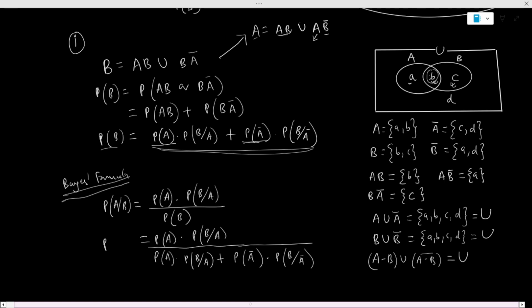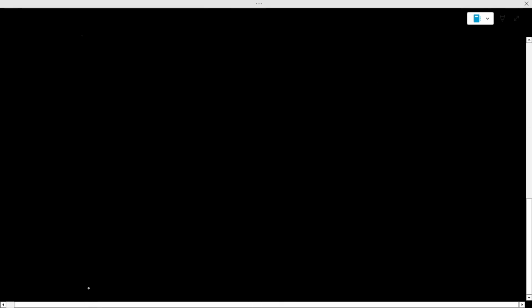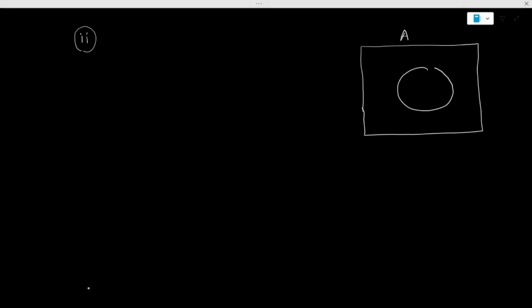So this is the conditional probability of A when we know B. Now let us explore the other condition. Condition number two: we partition A into many exclusive events such that the sum of the parts is equal to the whole. So this is our event A and this is our event B.